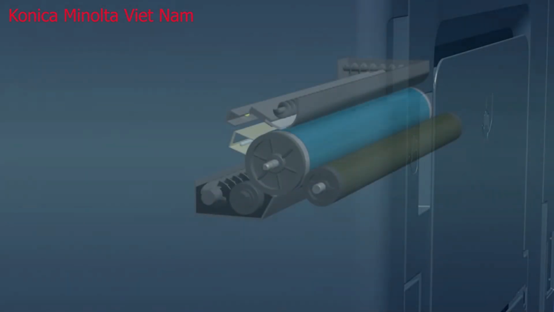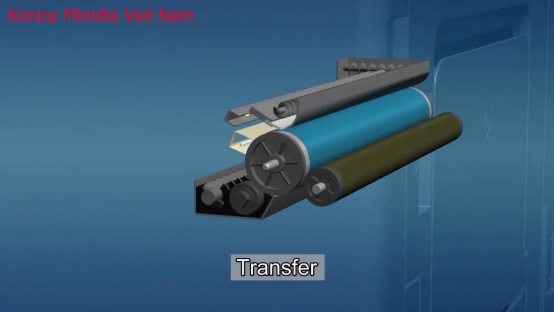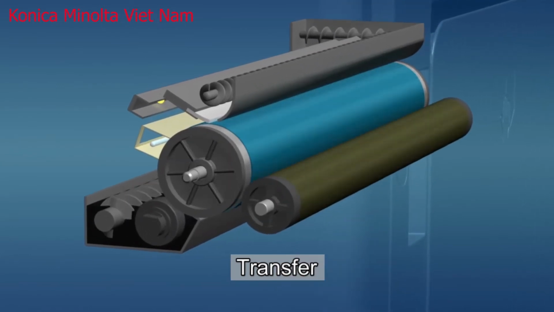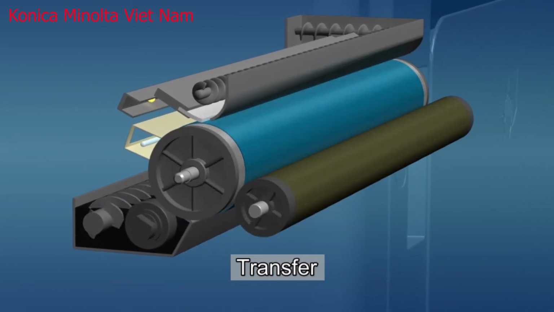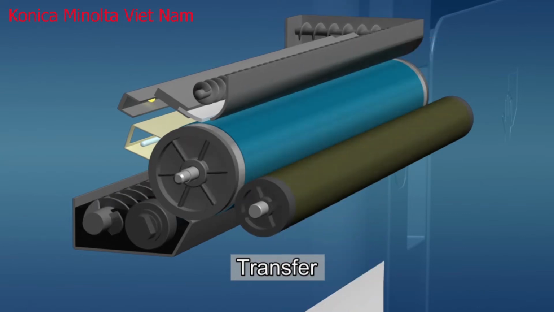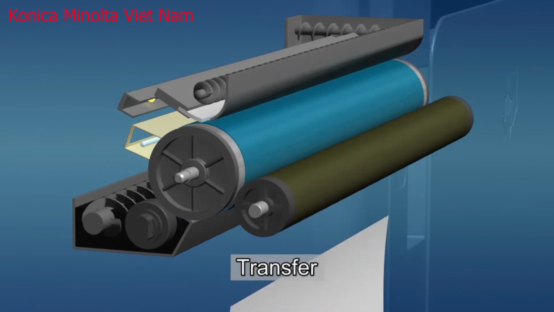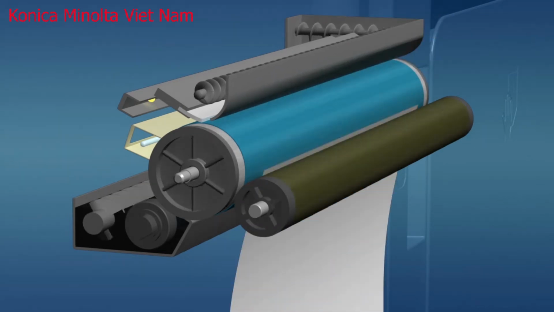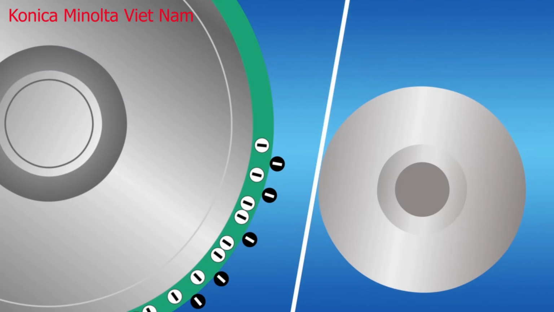The next process involves transferring toner on the drum surface to the copy paper. Copy paper passes between the transfer roller and the drum with the formed toner image. At this time, the transfer roller attracts drum toner to the copy paper by emitting a positive charge from behind the copy paper.